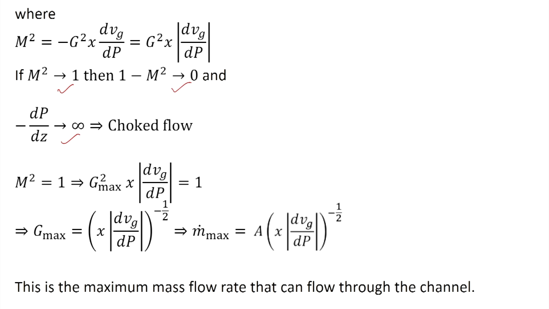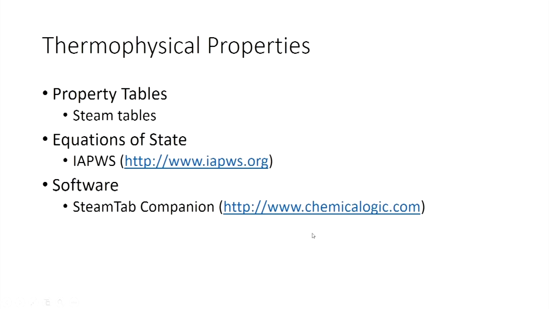So, for that we set m square is equal to 1, and that gives g max square x dVg by dP equal to 1, and g max is equal to x dVg by dP whole raised to minus half, and the maximum mass flow rate is equal to this. So, this is the maximum mass flow rate that can flow through the channel. Now, we will consider some numerical examples, but before that we will discuss how to calculate properties of fluids.